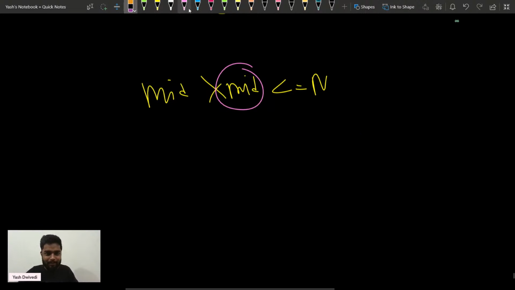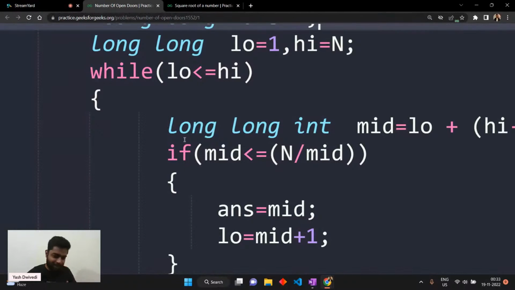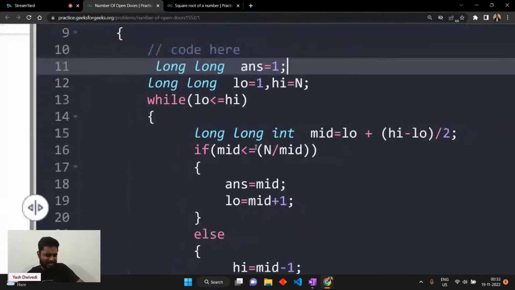Take this term from here and cross multiply it there. So that will be nothing but mid is less than or equal to n by mid. It is something like if I'm touching my nose like this, I can also touch it like this, right? So it is one and the same thing only. Is that clear to everyone? I hope that everyone is clear with this particular basic thing, right?